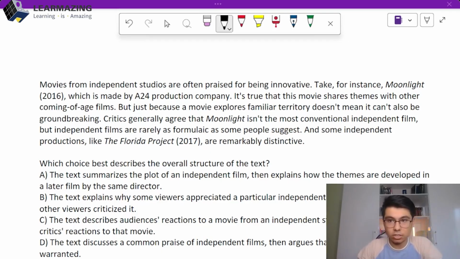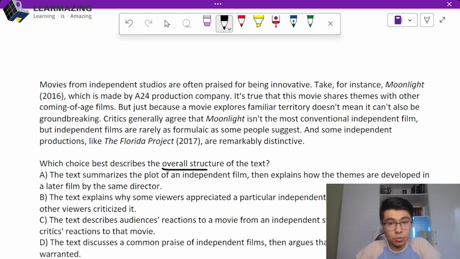So to solve this question, you first need to analyze the overall structure of the text. So it asks for that. The passage starts off by stating a very general claim, saying movies from independent studios are often praised for being innovative. And then it is giving a specific example. Take, for instance, Moonlight, 2016, which is made by the A24 production company. And it's giving a specific example of Moonlight.